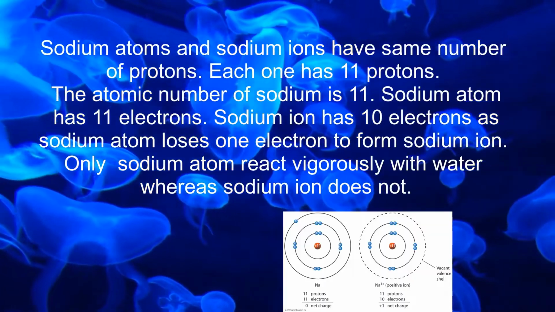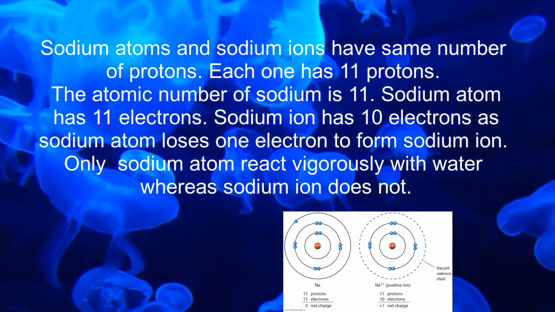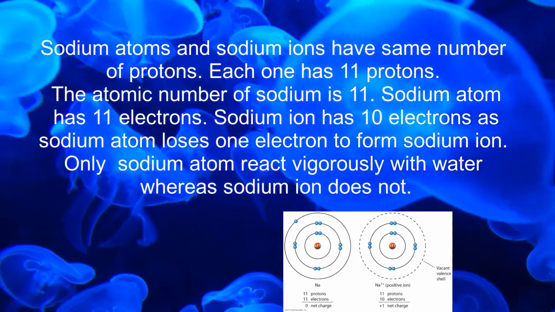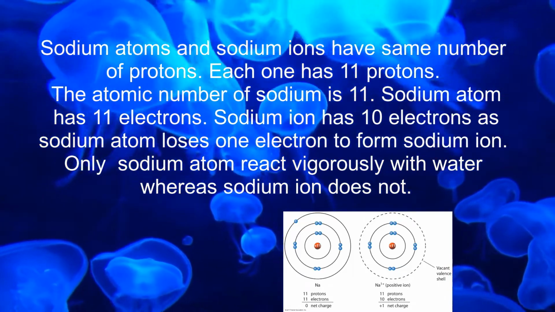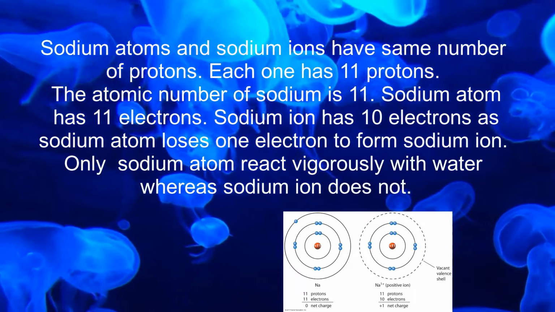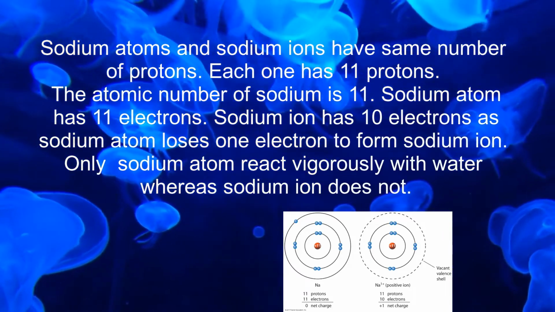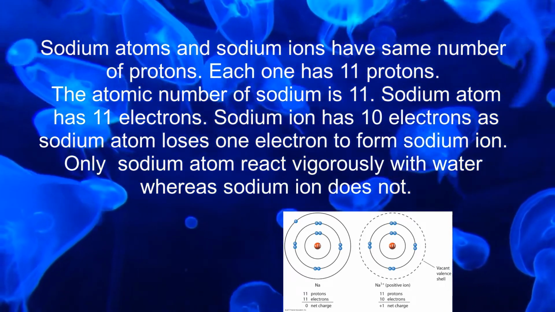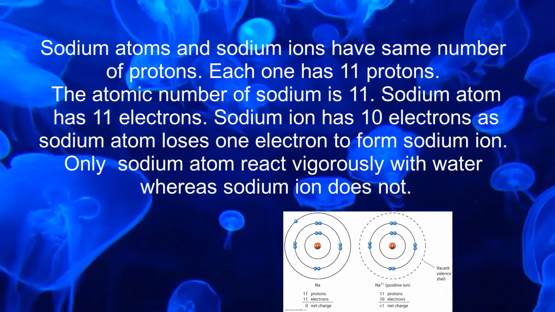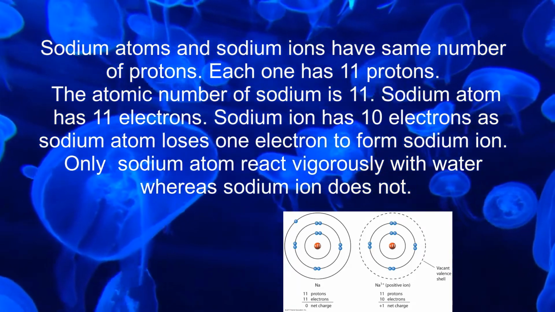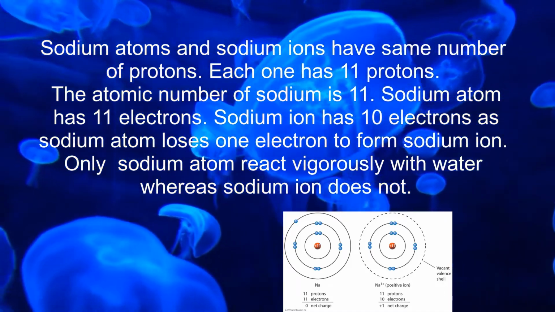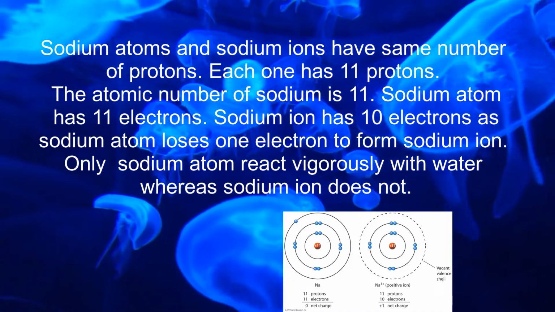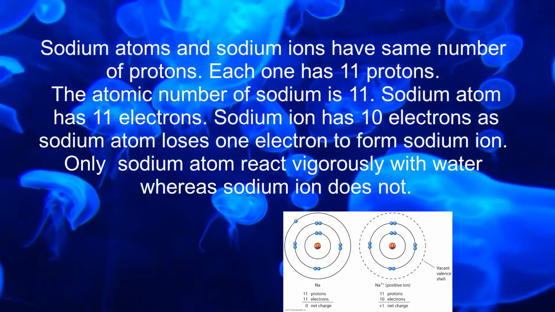The atomic number of sodium is 11. What is the number of electrons in Na+? Sodium atoms and sodium ions have the same number of protons. Each one has 11 protons. The atomic number of sodium is 11. A sodium atom has 11 electrons. A sodium ion has 10 electrons, as the sodium atom loses one electron to form the sodium ion. Only the sodium atom reacts vigorously with water, whereas the sodium ion does not.